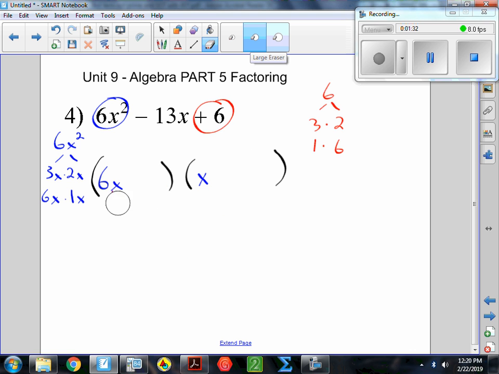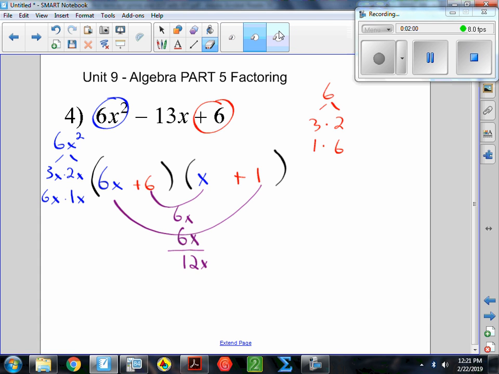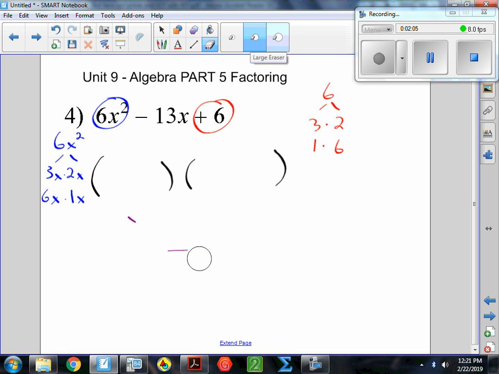So I try 6 and 1. If I put the 1 and the 6, as soon as I put down that 6, I might realize that 6 times 6 is 36. It's just going to be too big of a number. So that's not going to happen. So maybe I need to switch those around and do plus 6 plus 1. So now I have a 6x and a 6x, which gives me 12, which is close, but I needed a 13. And so I need to start over. The 6x and the x did not work for this problem.